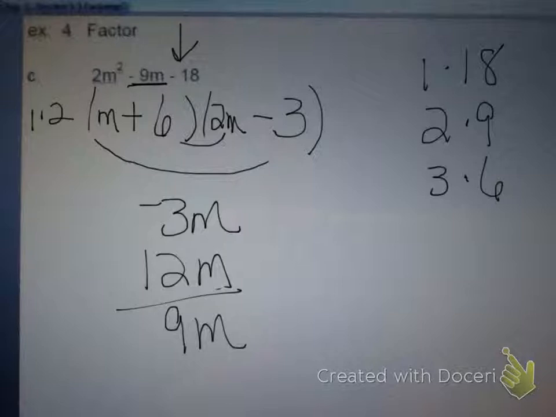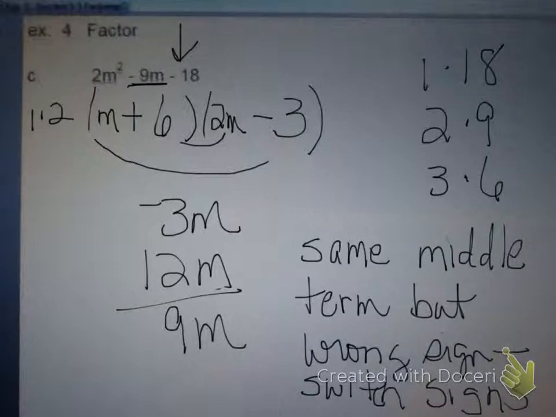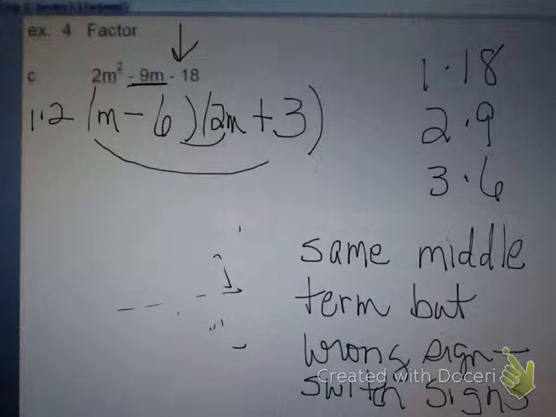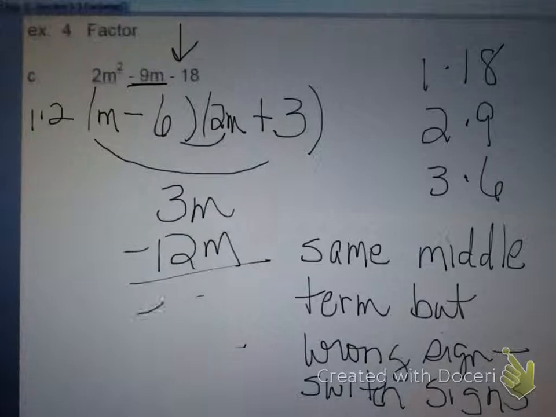When you have the same middle term but the wrong sign, all you do is switch the signs. So I'm going to make this negative a positive, and I'm going to make this positive a negative. Now, let's check again. My outside term is a positive 3m, and my inside term is a negative 12m, which is a negative 9m. And so that is my middle term.